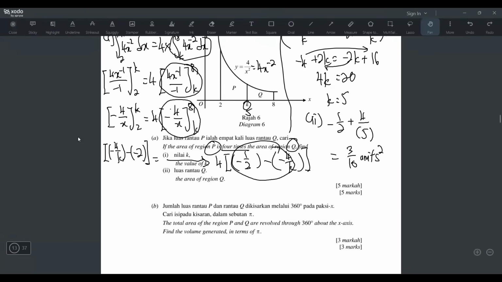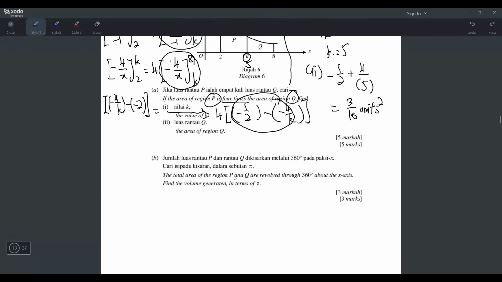Okay, so that's all. Okay, B. The total area of region P and Q are revolved 360 about the x-axis. Find the volume. When you find volume, the formula will be integrate pi y square dx or pi x square dy, right? But this one they say x-axis already, so it's dx, and then this one is pi y square.